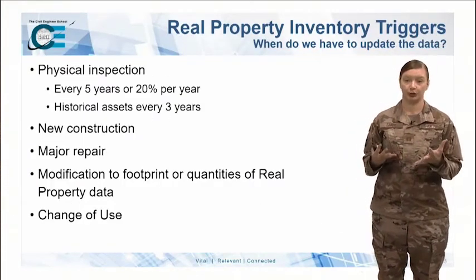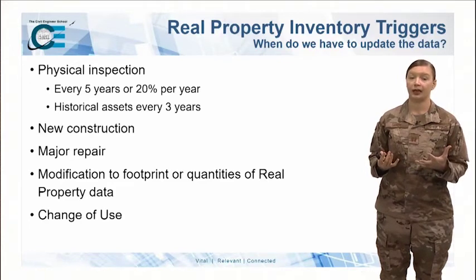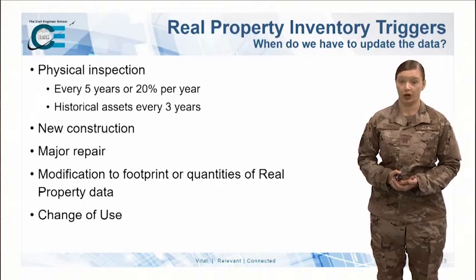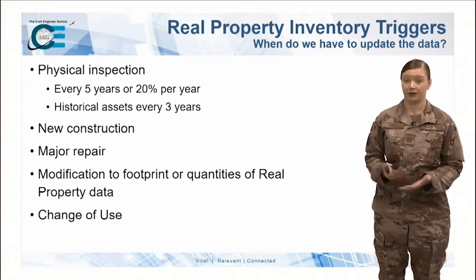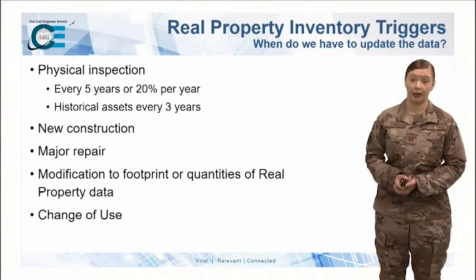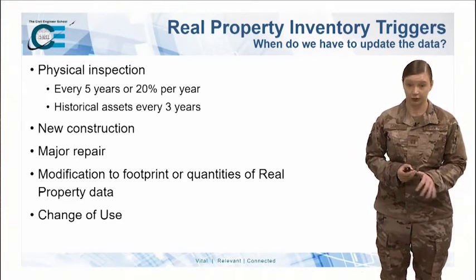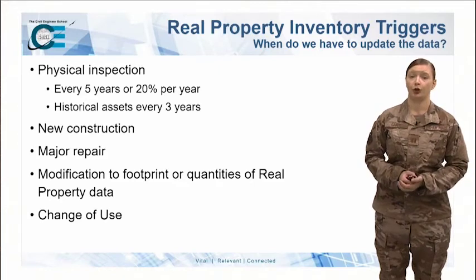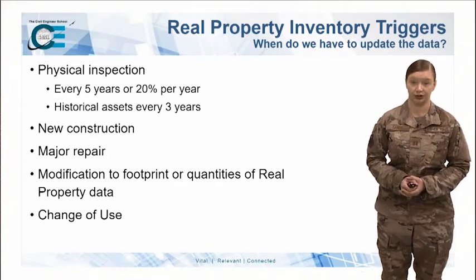So what are the triggers to make sure that we have to update our data? The main one is physical inspection, book to floor, floor to book, of all of our assets every 5 years. Or if you spread that out evenly, that's 20% of your assets have to be looked at and make sure they match the real property record every year. And historic assets are a little bit more strict. Those have to be looked at every 3 years if you have them on your installation.